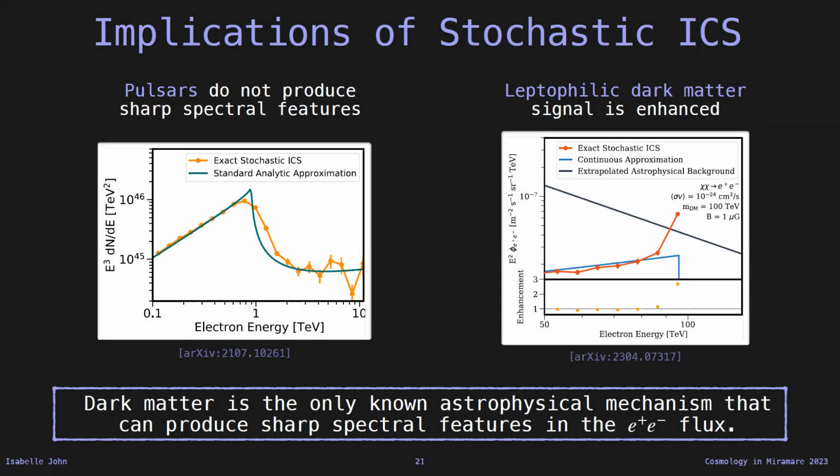This is my summary. I showed you here that if we treat inverse Compton energy losses precisely as a stochastic model instead of using the continuous approximation, the pulsar feature that we thought would be sharp becomes much smoother, and the dark matter feature is enhanced. This is quite nice because now we know that if we see such a sharp feature somewhere in the electron or positron flux, it must be dark matter, because we don't currently have any other explanation for this. So I guess now we just have to find a feature, and that's it.